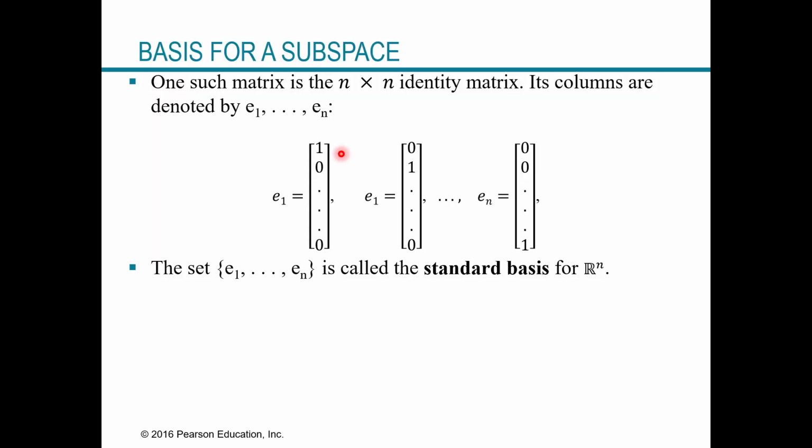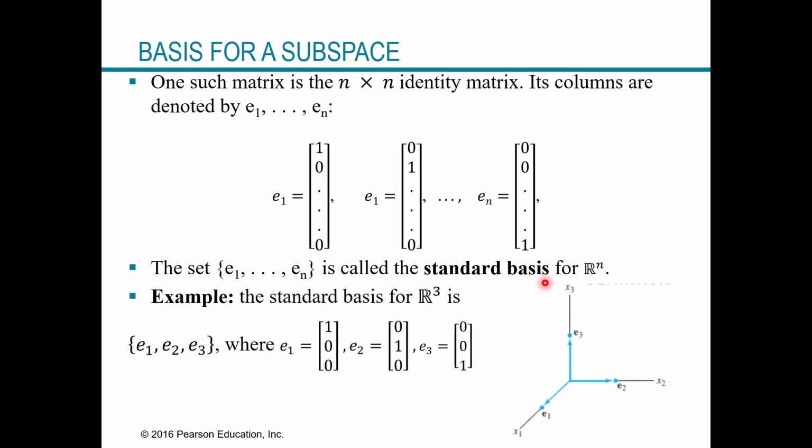All right, now one particularly useful matrix or basis is going to be what we call our standard basis, and so it's the identity matrix. And so we've seen this before. We denote the columns of any identity matrix with E sub 1, E sub 2, and so on, depending on its size. And so the set containing these columns or vectors, we call that by definition the standard basis for Rn.